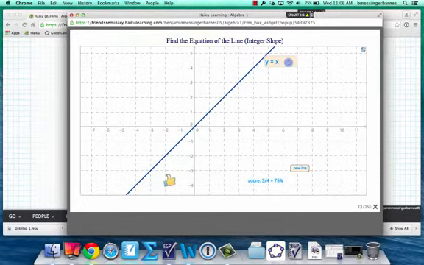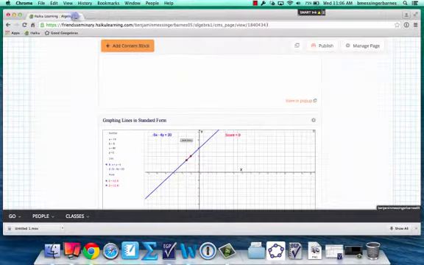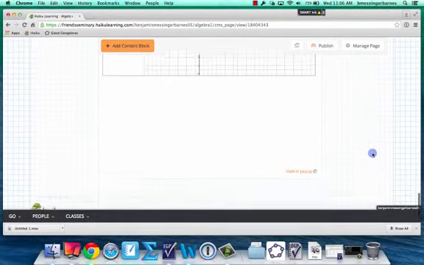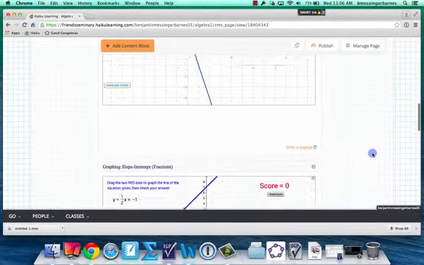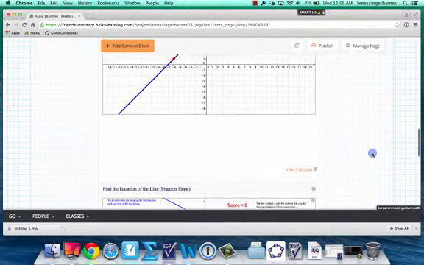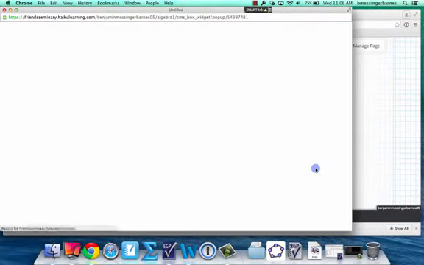So just a note, always either click away from this box or press enter before checking your answer. Okay, the next two games are exactly the same as the first two, except they involve slopes that can be fractions as well. So it's absolutely no different.